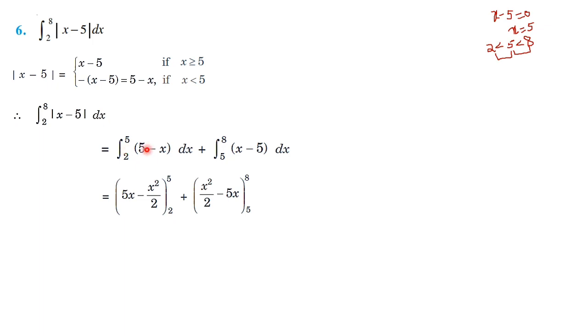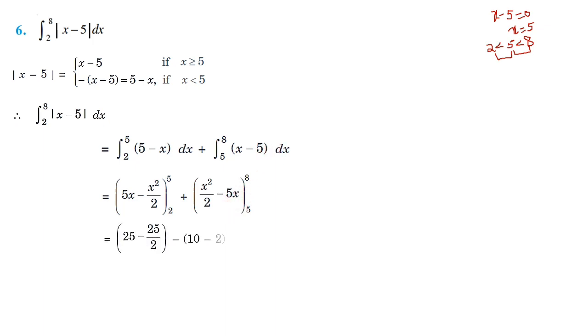Then directly apply the integration. Here, 5 times the integral of 1 dx. The integral of 1 dx is x, so 5 times x is 5x, minus the integral of x, which is x squared by 2. Apply the limits, plus here the integration of x is x squared by 2, minus 5 times the integral of 1 dx, which is x. 5 times x is 5x.